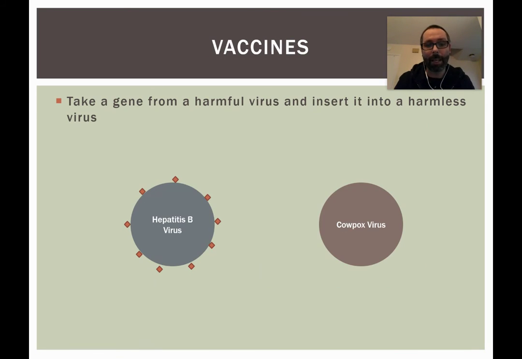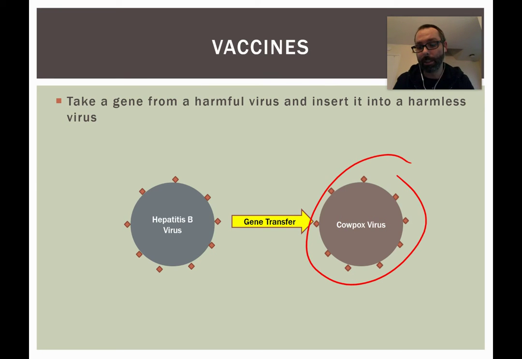We can use them to make vaccines. We can take the information from a harmful virus like the hepatitis B virus, one that you wouldn't want to make a vaccine for because it's too dangerous. But you could take some of the DNA for the spike proteins, for example, from the hepatitis B, and put them into a harmless virus like the cowpox virus. Now you have a harmless virus that looks like the harmful virus, and you can inject this into the human to get their immune system to react to it, right? And you can be protected from hepatitis B by getting this genetically modified cowpox virus.